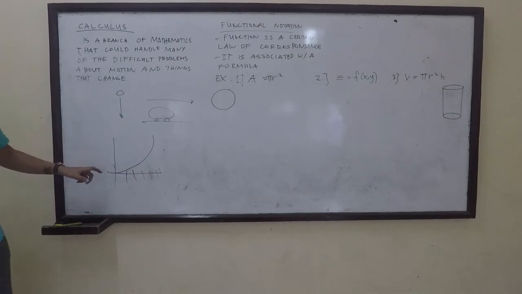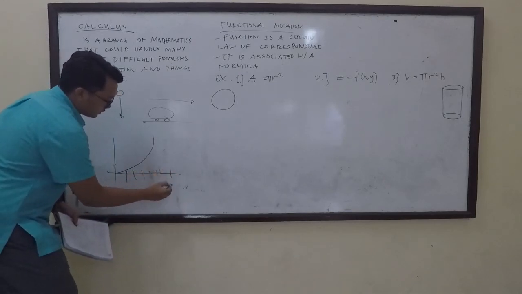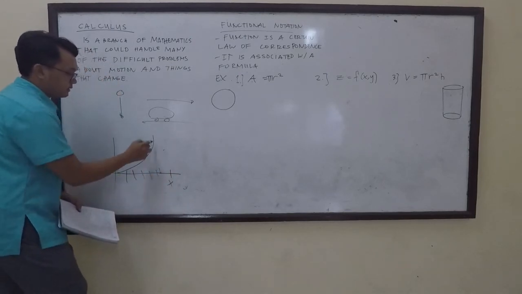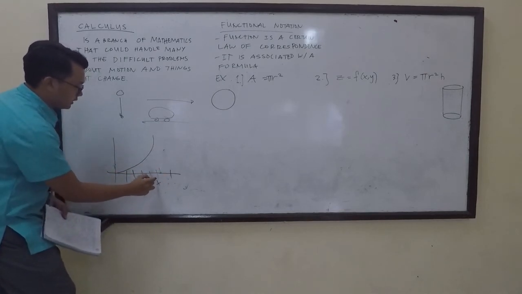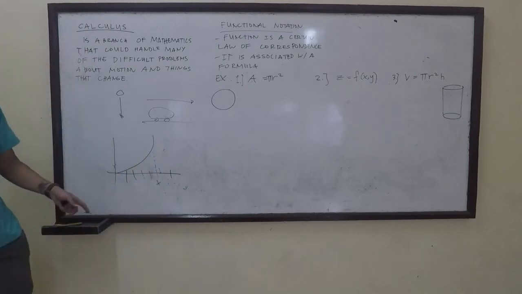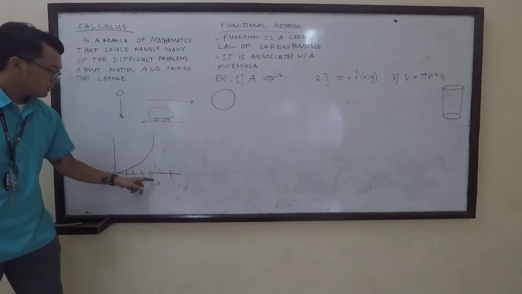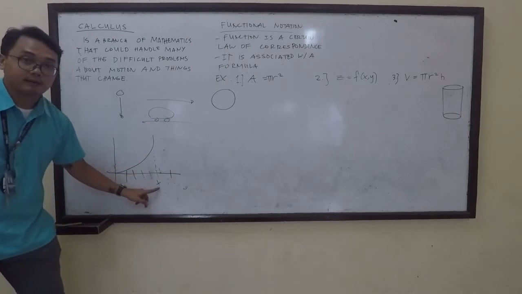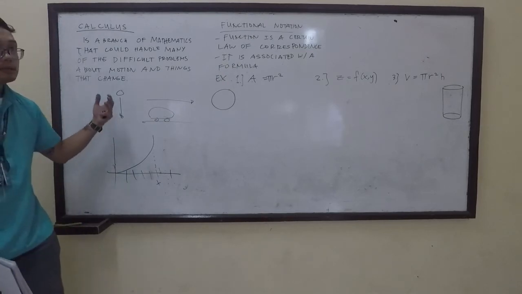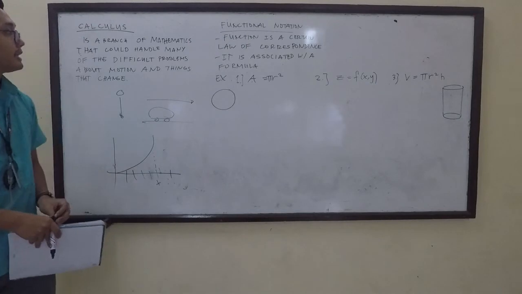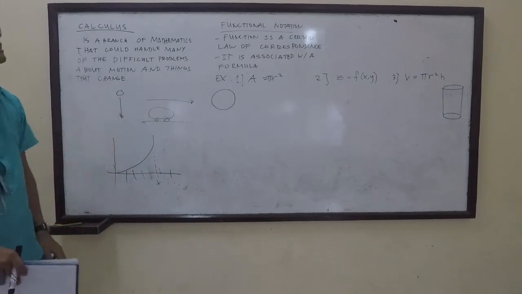So we can get, for example, the value of the population with respect to time, and we can get it using calculus. So anything that deals with motion and things that change. Okay?